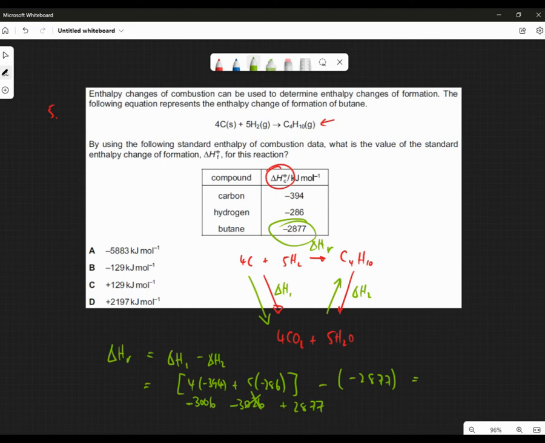So we have 2877 minus 3006, and I get minus 129. So I get the answer as B there. Okay, minus 129. Sorry for that, but I couldn't read my own writing there. All right, so 5B.